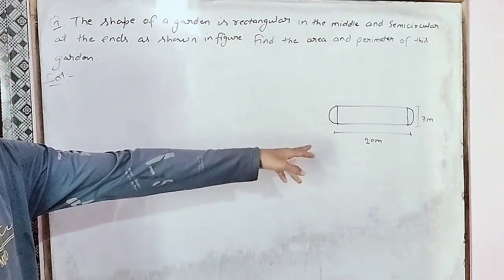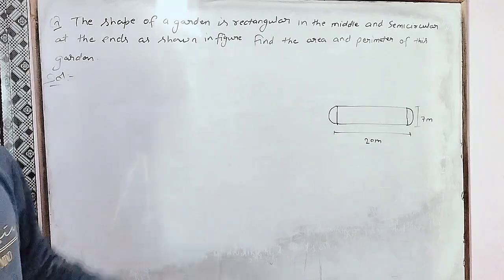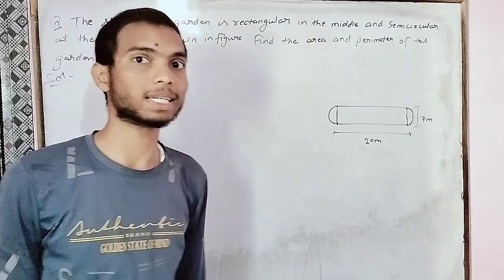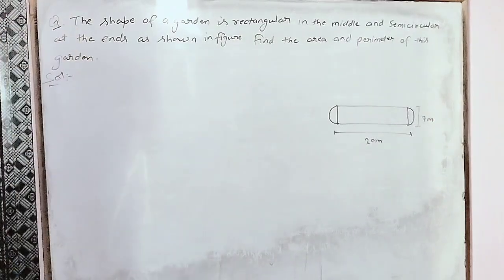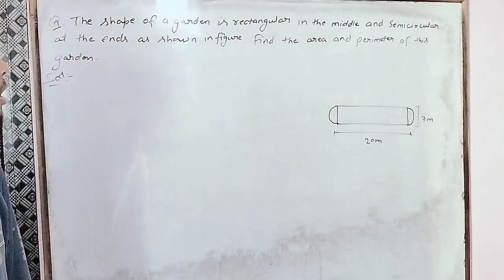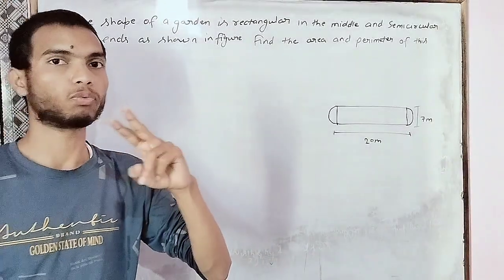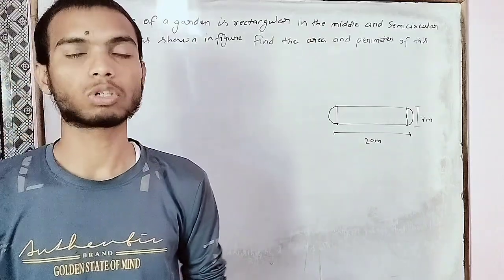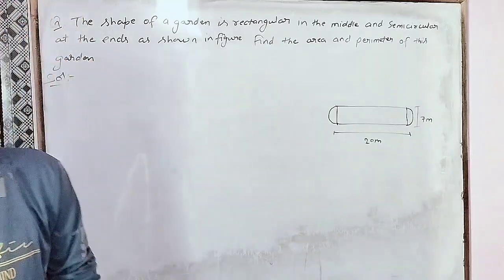In the middle, we have the figure given by this question. So this middle part is rectangular, and semicircular at both ends. This end is in the shape of a semicircle, as shown in this figure. Now, the main question is to find the area and perimeter of this garden. So we have two works to do: first, the perimeter of this garden, and second, the area of this garden.